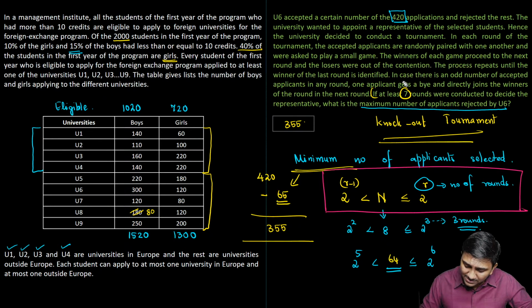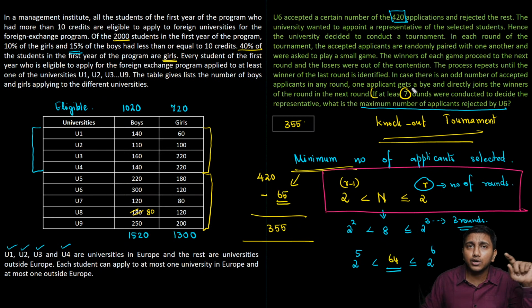As it is given that at least 7 rounds were conducted, I will keep it at 7. I will not go for more than 7, because if I go for more than 7 rounds conducted, that will increase the number of people selected. That will not give me the maximum number of rejections. So although the question says at least 7 rounds were conducted, I'm going to assume only 7 rounds were conducted.